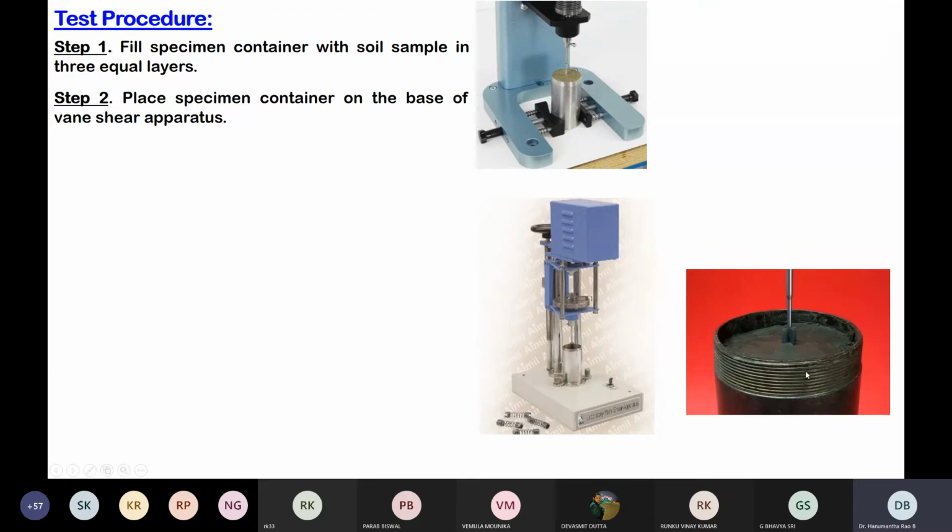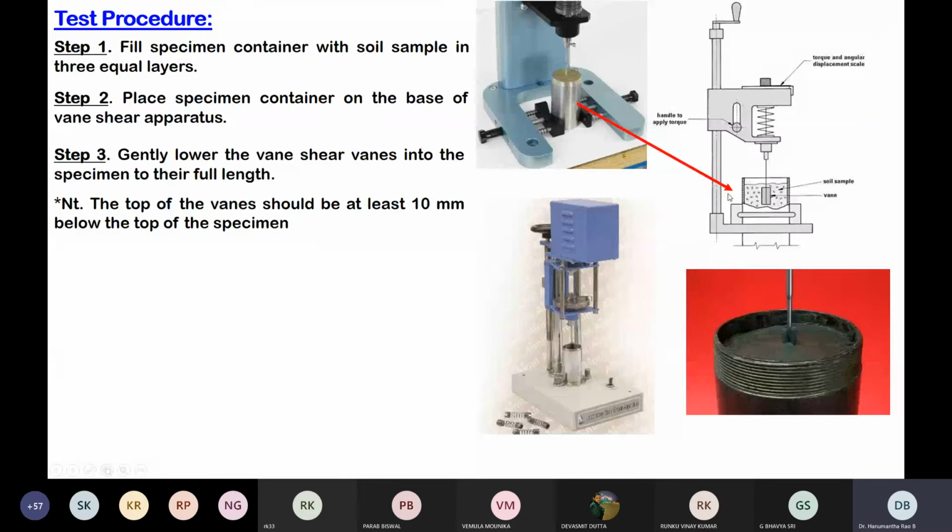So this picture depicts the lowering or insertion of the blade into the soil sample. But there is some norm. As per the procedure, you need to maintain at least a gap of 10 millimeter between the top of the soil sample and the top of the blade. That is the minimum requirement. But if you have a chance, you are advised to go even a little deeper.